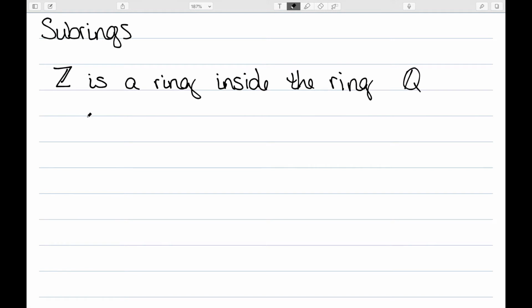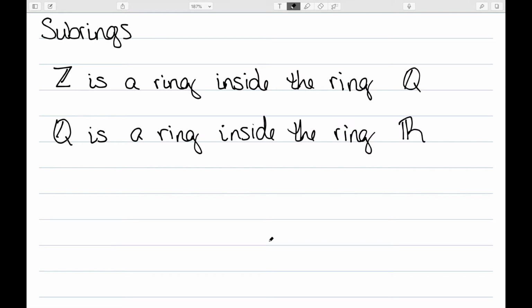In this video, I want to look at subrings. Very informally, a subring is going to be a smaller ring inside of a larger ring, and we've already seen some examples of these. The integers is a ring inside of the larger ring of the rationals. And the rationals are a ring inside of the larger ring of the reals. So whenever we have a ring B that's part of a larger ring A, we call B the subring.